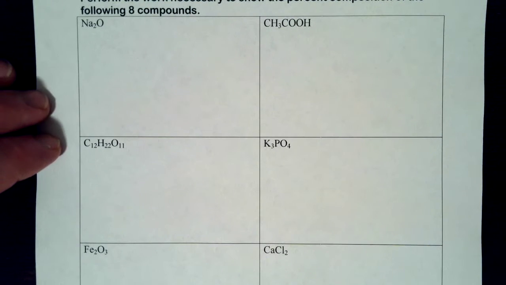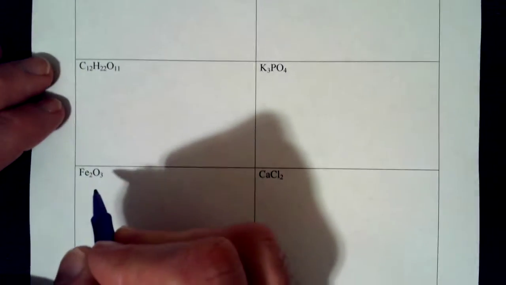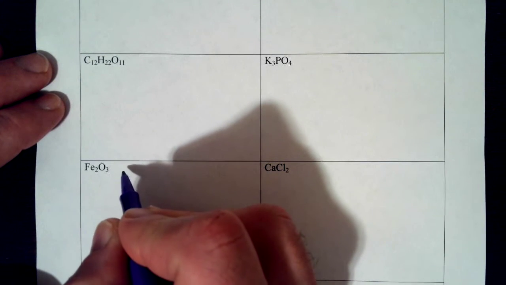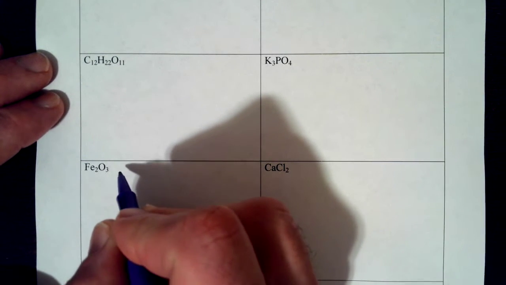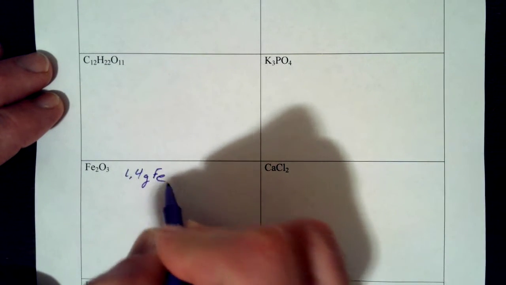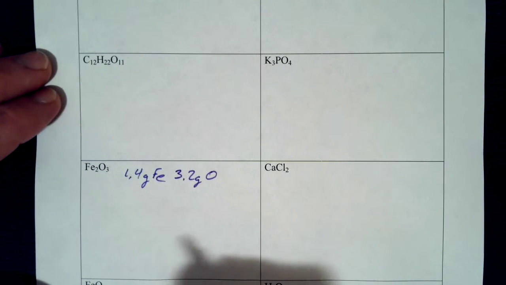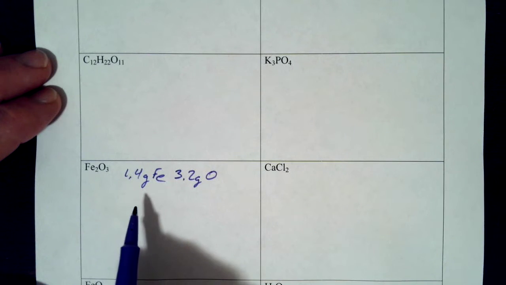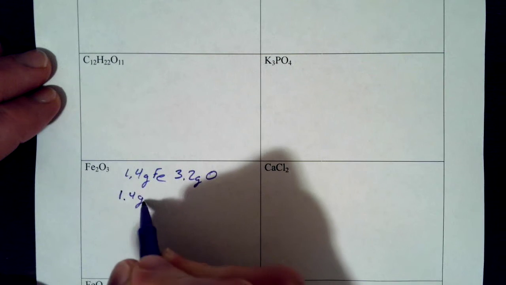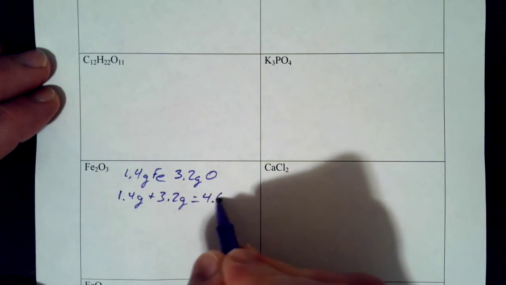Now, if instead of being given just the formula, let's say that it also gives you some masses, and I'm making numbers up here. These numbers won't actually work because they are coming off the top of my head. So let's say that I have 1.4 grams of Fe, and I have 3.2 grams of O. If I wanted to know the percentage, I would say, well, I already know some masses. So the total mass would be 1.4 grams plus 3.2 grams. So that would be 4.6 grams.